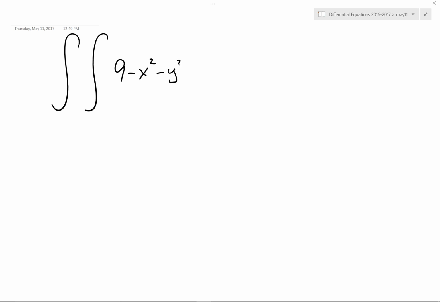Integrate the natural log. Hang on. So this guy right here, right? dA. Where am I integrating it from, Mr. Groom? I want just the area, or the volume rather, above the XY plane.